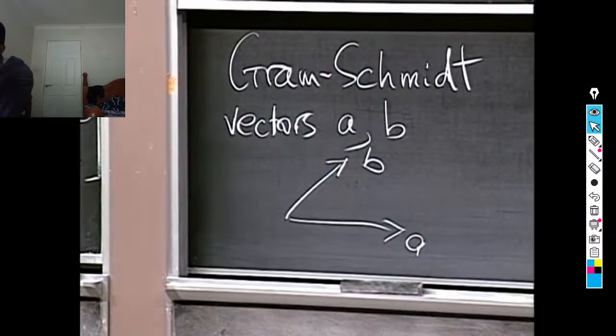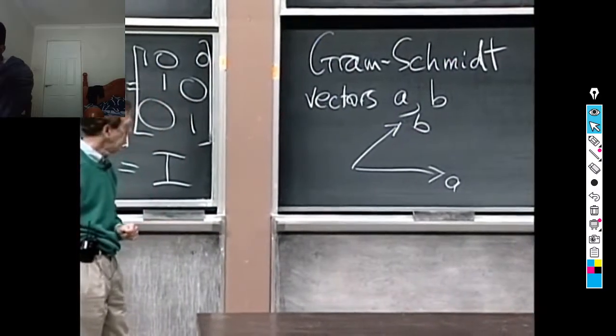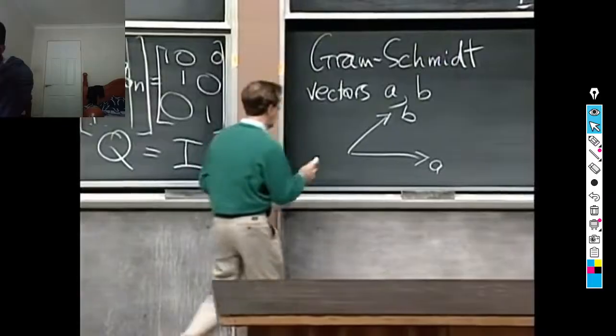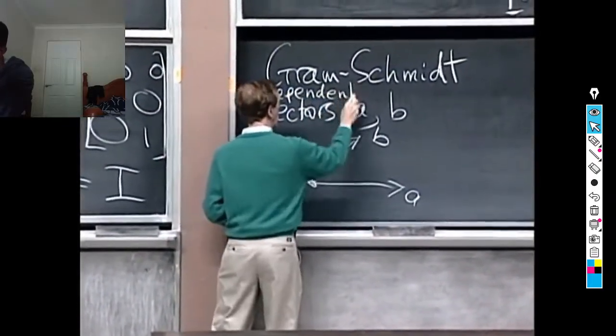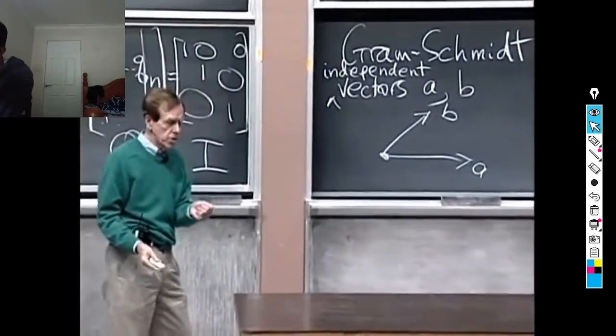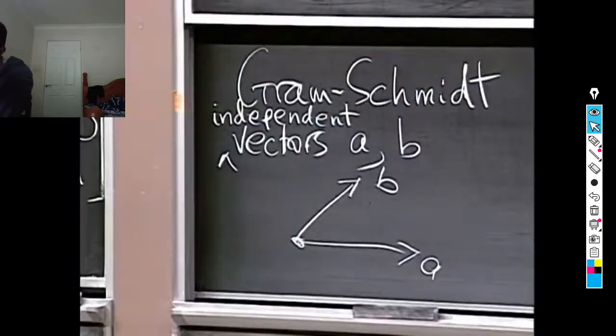They might be in 12-dimensional space, or they might be in 2-dimensional space. They're independent anyway, so I better be sure I say that. I started with independent vectors, and I want to produce out of that q1 and q2. I want to produce orthonormal vectors, and Gram and Schmidt tell me how.